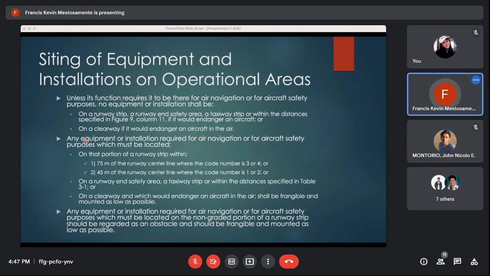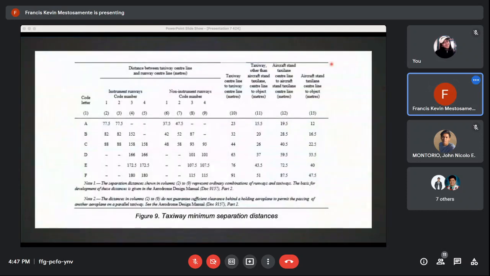So we got here equipments or installation required must be located. So ito yung mga distances from the runway strip depending sa code number ng ating aerodrome. So na-discuss na natin to. Self-explanatory naman, we got the distance from the center line and the code number. We also have a table here on the next slide. Hold on. There we go. We have here detailed numbers provided on what area and what code number. So ayan, self-explanatory naman yung table. We got the separation and the distances in case we will be installing equipments within those restricted areas.